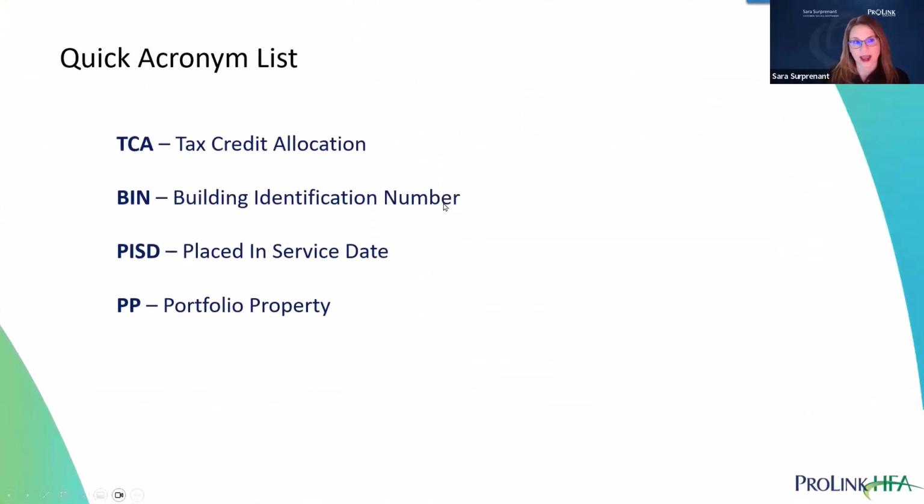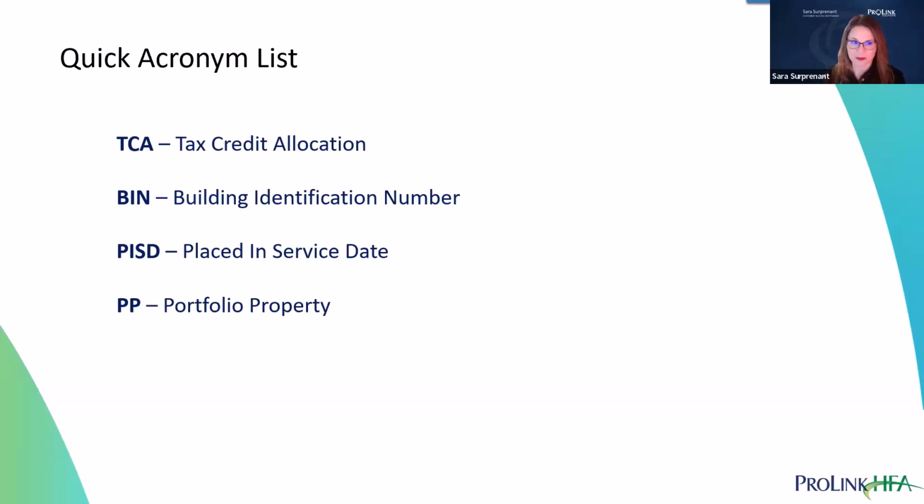So this is a quick acronym list, and I realize most of us probably do know what these are, but just in case you don't, it's a quick little list of acronyms for things that we're going to talk about today, so we're all literally on the same page. TCA is tax credit allocation. When I talk about TCA deals, I'm talking about the TCA tax credit allocation module in ProLink HFA.